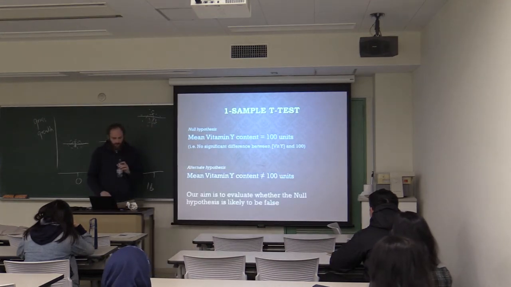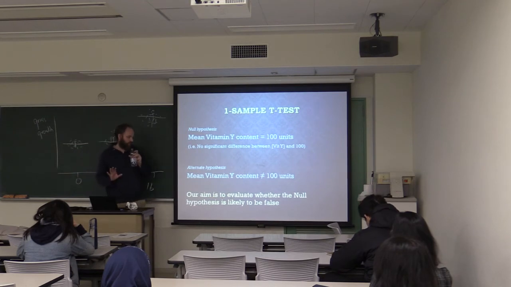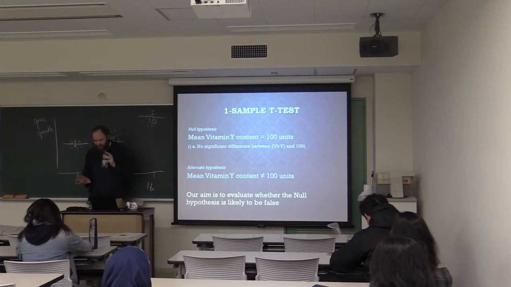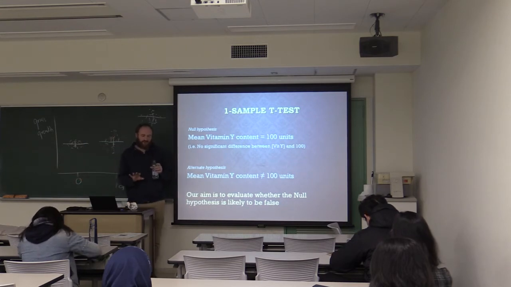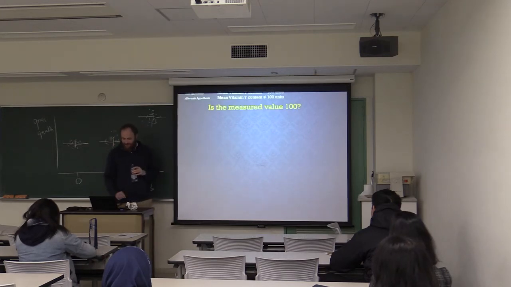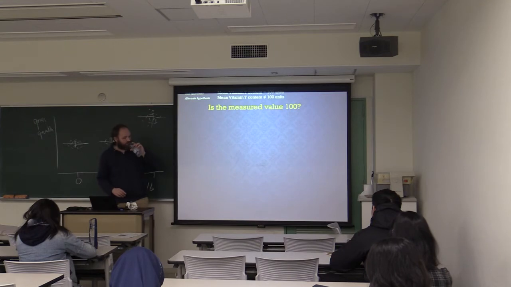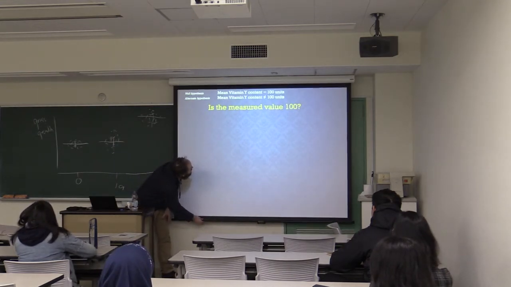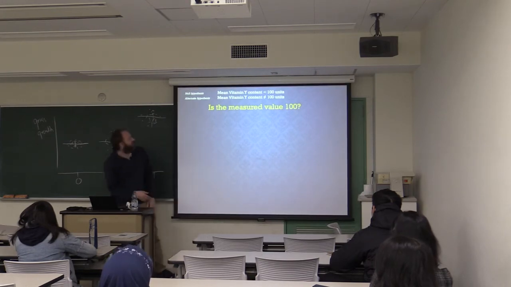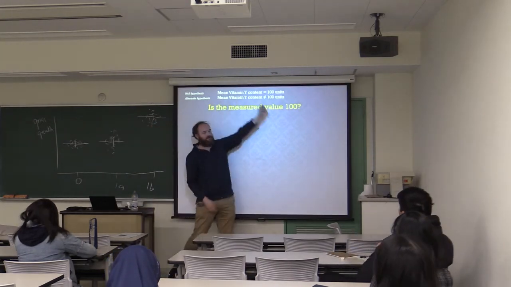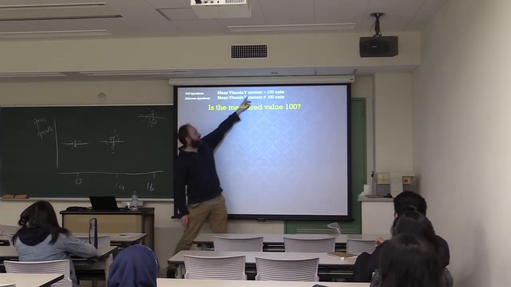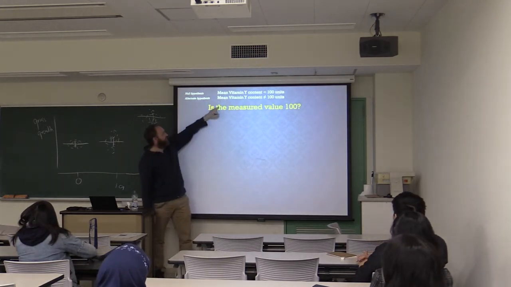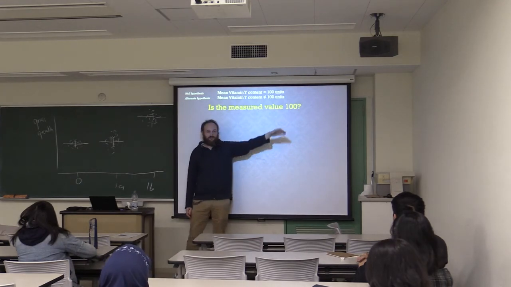So what we want to do is we want to evaluate whether or not the null hypothesis is likely to be false. Now, the logic on this is a little bit difficult, right? But I've got a very helpful flowchart which can help you out a lot. Okay. Null hypothesis: mean vitamin Y content is 100. Alternate hypothesis: mean vitamin Y content is not 100.